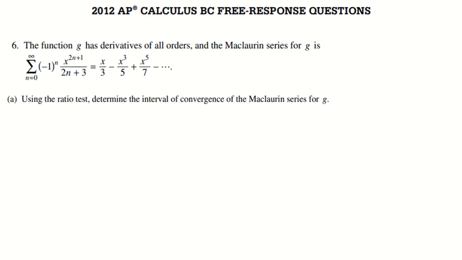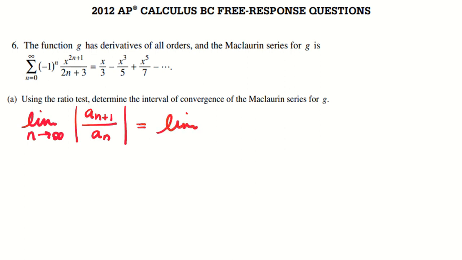That's something we haven't done in a while, so I figured I'd remind you about it right at the beginning. In order to run the ratio test, we're going to need to compute the limit as n approaches infinity of the absolute value of the ratio of a sub n plus 1 divided by a sub n. I'm going to be plugging in n plus 1 wherever I see n in the formula for the general term.